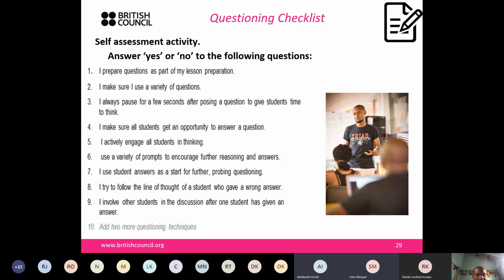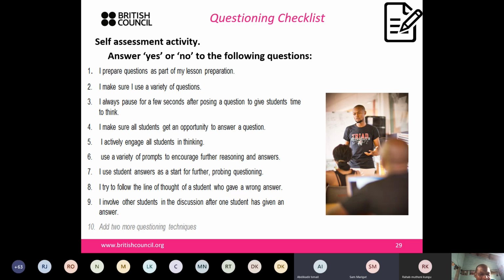Okay. Number 5, I actively engage all students in thinking. Are you the teacher who asked the longest river in Africa is River Nile? Nigeria. So there is no yes, yes, yes, yes, no, yes.